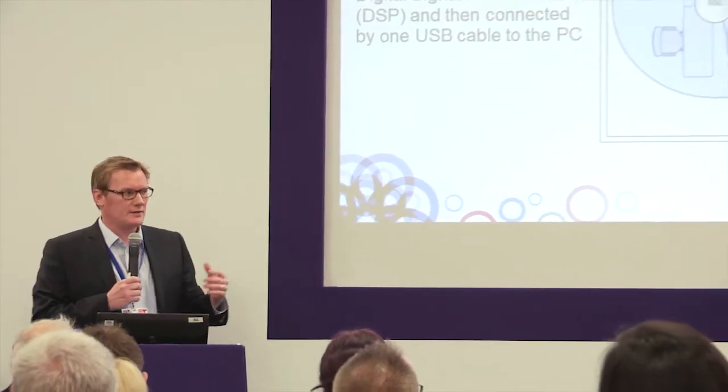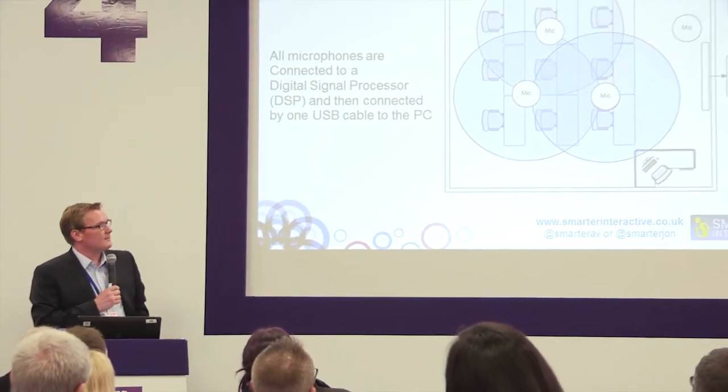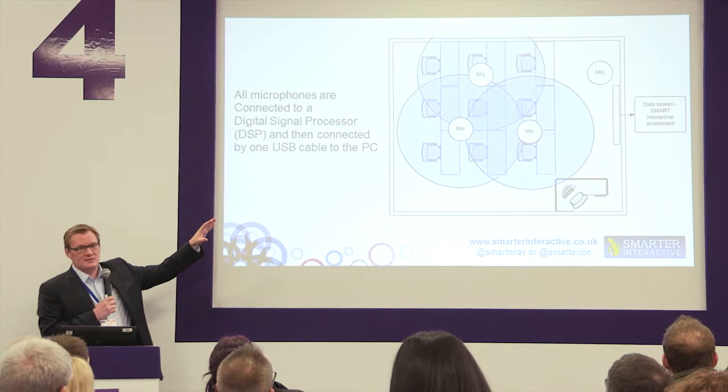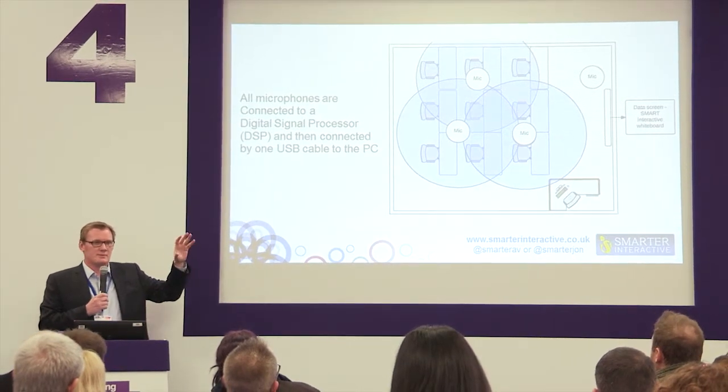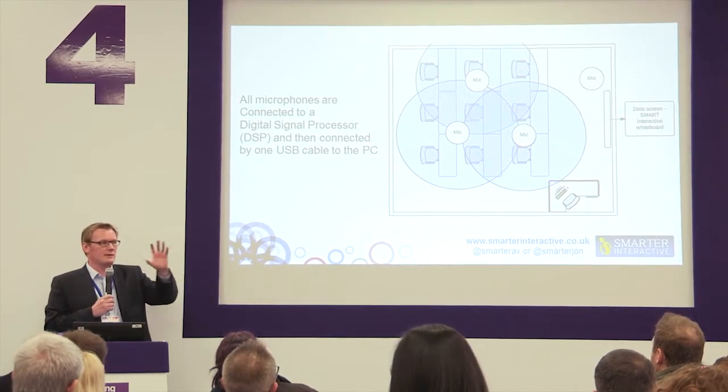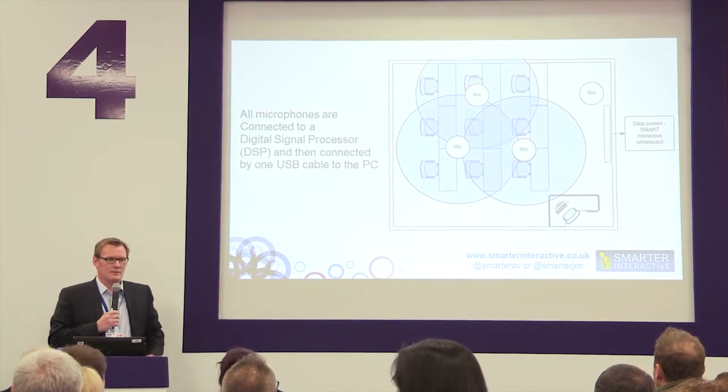So this is a quick diagram of an example of a room. The 3 blue circles there represent ceiling microphones, which I'll show you a photo of a little bit later. And these are there to allow the students in this particular room to be able to talk and be heard by the people who are working remotely.